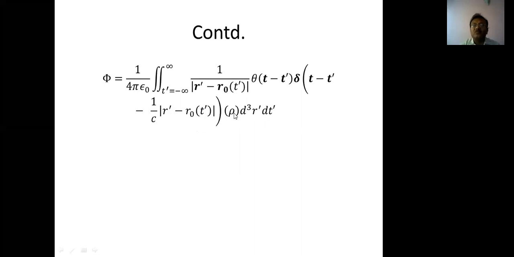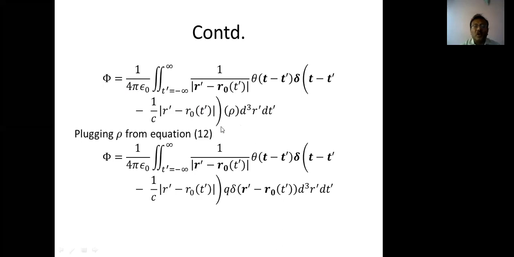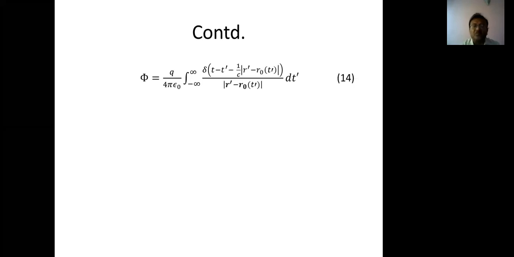Now the next job is to plug in the value of rho from equation 12. So rho is this one, Q times the delta function of r prime minus r naught. So now the next job is to integrate with respect to r prime, as we did last week for the vector potential.